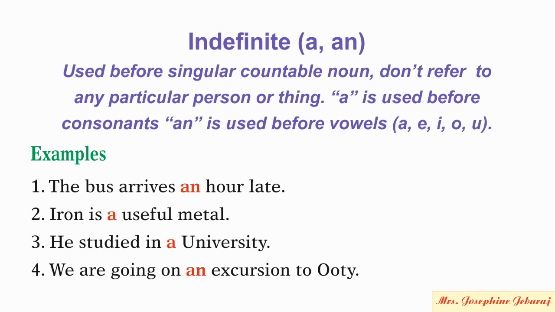Let's see some sentences with indefinite articles. Number 1, the bus arrives an hour late. Number 2, iron is a useful metal. Number 3, he studied in a university. Number 4, we are going on an excursion to Ooty.